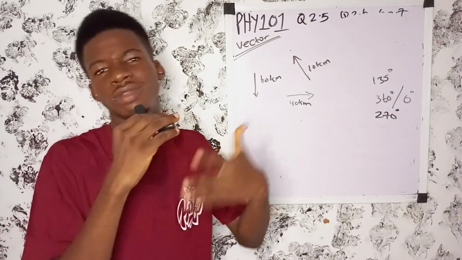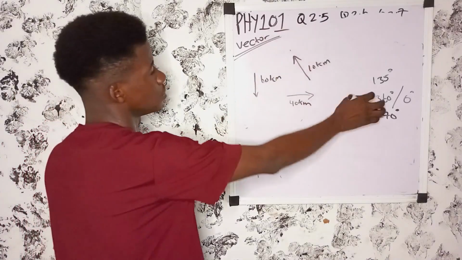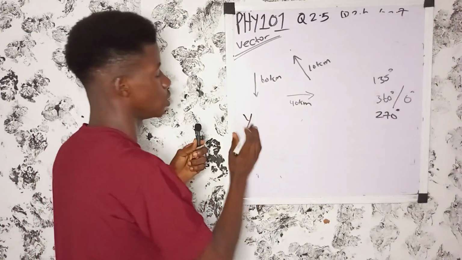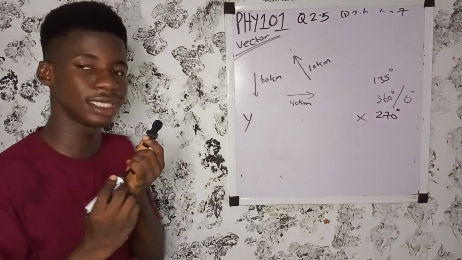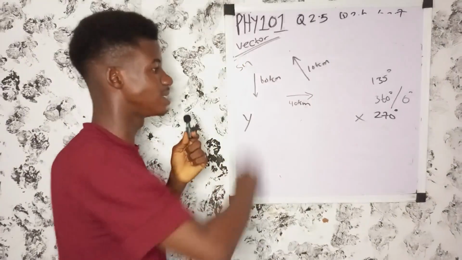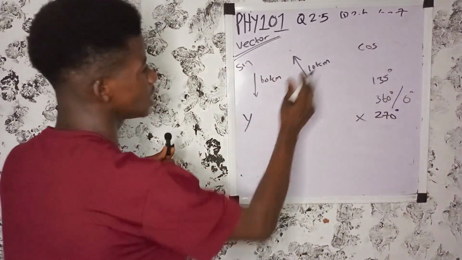Now how are you going to solve this type of question? It's very easy. As far as you have gotten your angles, the rest is easy. Just do it like this. You take this as the y and this as the x. Everything in the y we take sine, and everything in the x we take cos.